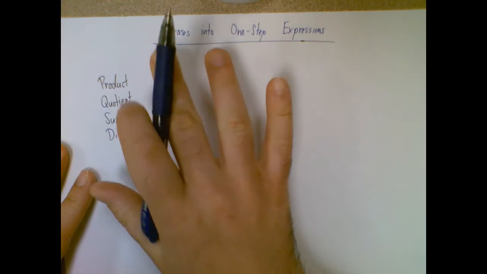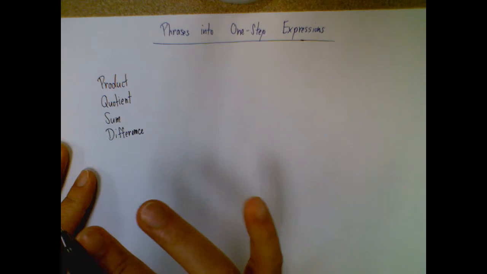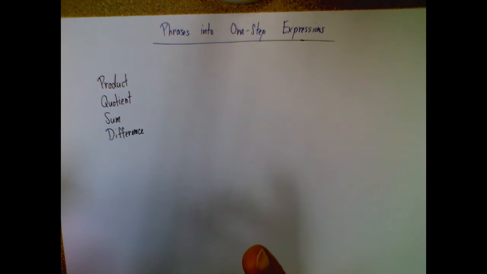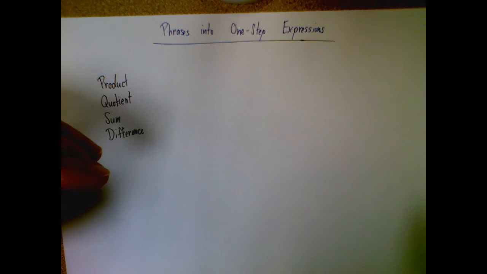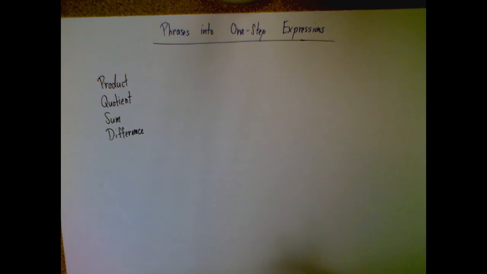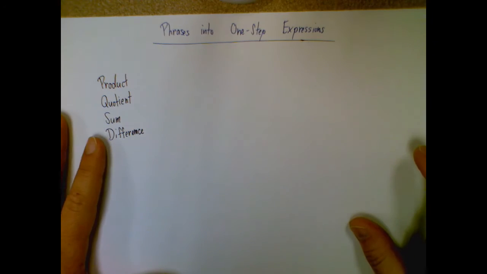Hello everybody. So looking at this one, we're turning phrases into one-step expressions. So we're going to do something very similar to last time, but instead of having a sort of real-world scenario where it's like actual dollars or cookies like our videos, or you have 17 watermelons, they're just sentences. Okay, there's no actual context or units or anything like that.